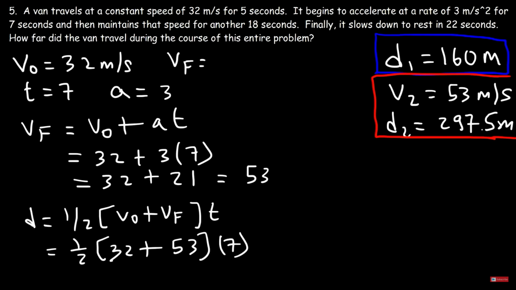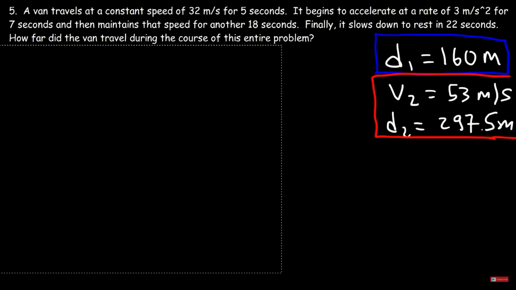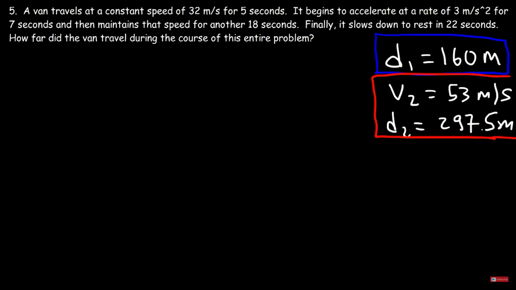Now let's focus on the third part. It says the vehicle maintains that speed for another 18 seconds. The final speed at the end of part 2 is 53 meters per second. So during part 3, the van is going to maintain that speed, or it's going to be moving at a constant speed of 53 meters per second for 18 seconds. So anytime the vehicle is moving at constant speed, we can use this equation.